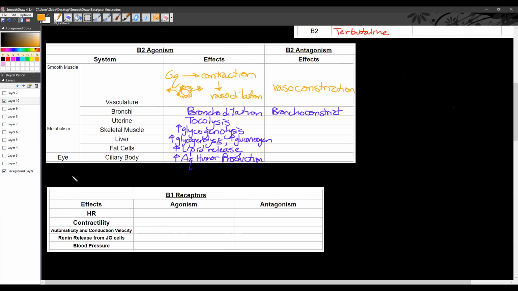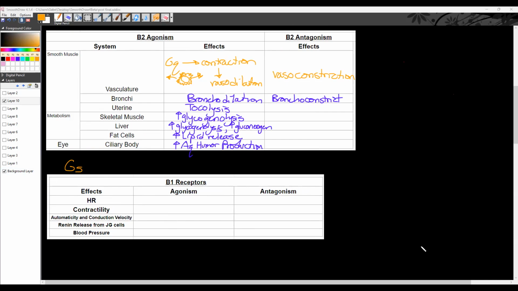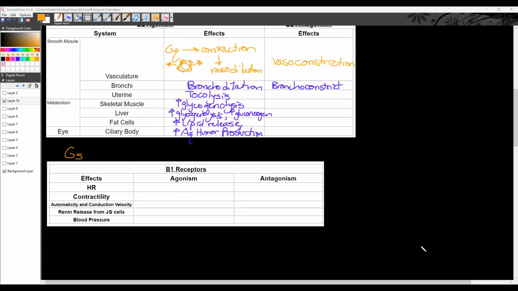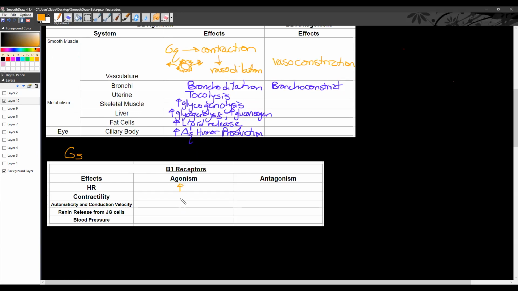Stimulate. Exactly. So beta 1 is a Gs GPCR. And so when we agonize beta 1, when we turn it on, what do we expect the heart rate to do? Increase. Same with contractility. Same with automaticity. All of these increase. What's the specific vocab word for heart rate? What's that word?